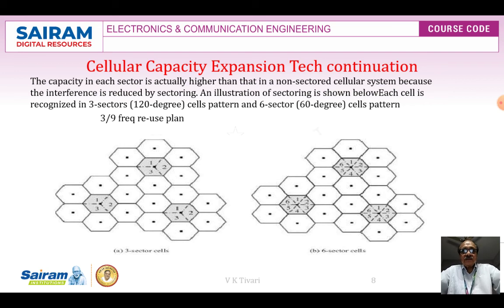This is the thing we have to note. The number of channels provided increases, so the capacity of the system increases. That is a reuse plan. You can use the same frequency after a particular D, which we have calculated at the sector level, so that the adjacent channel is not interfering with the other nearby channel.